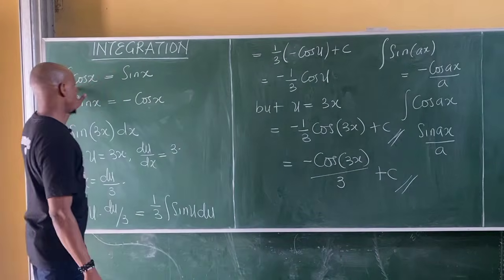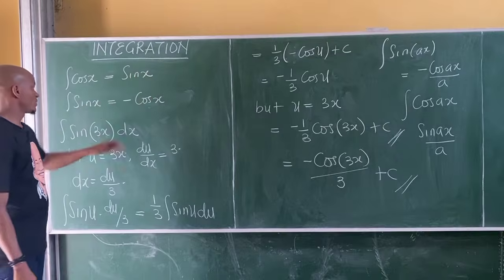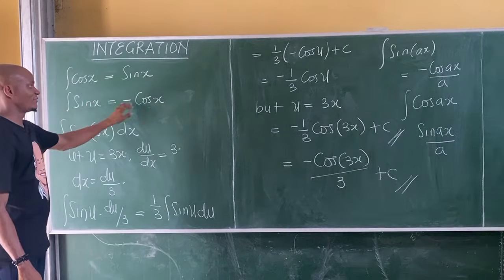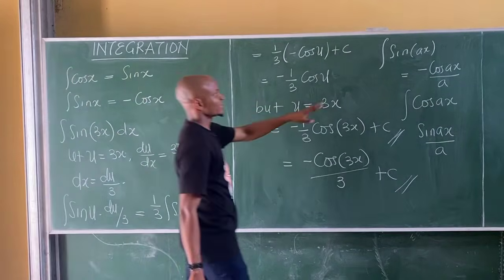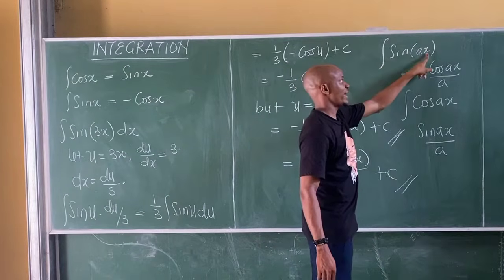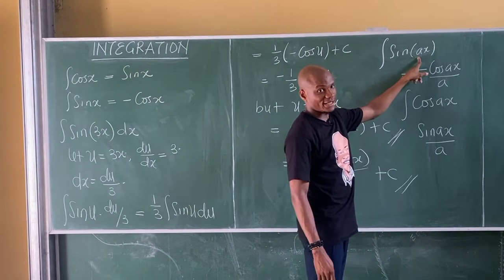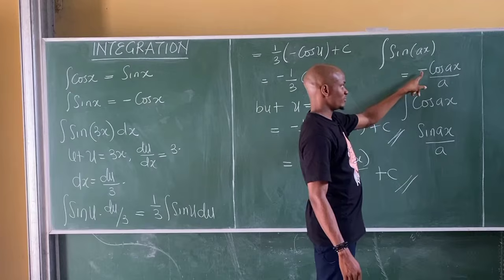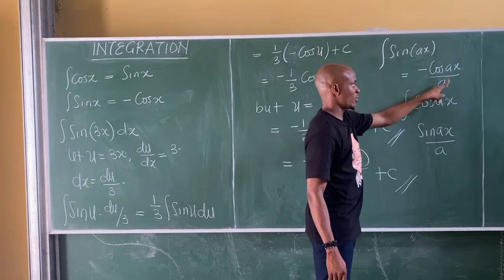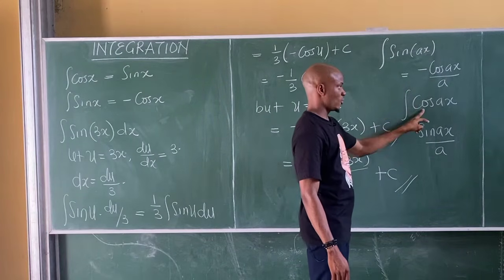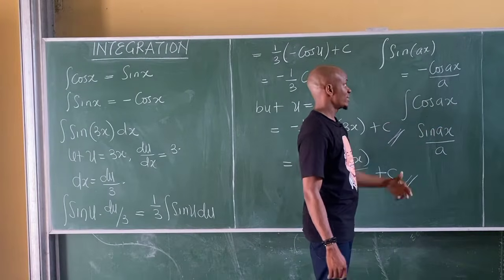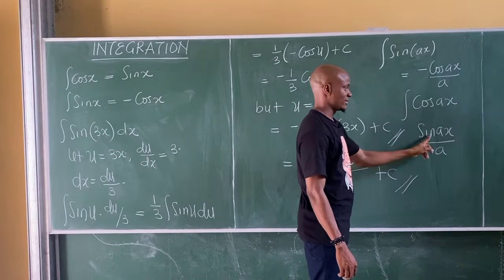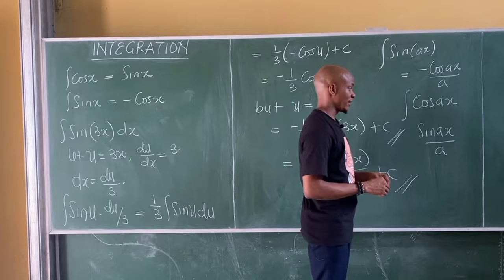Note that if I integrate cos x, I'll have sine x. If I integrate sine x, I'll have minus cos x. If I'm integrating sine ax, where a is a constant term, it gives minus cos ax all over a. If I integrate cos ax, it gives sine ax all over a.